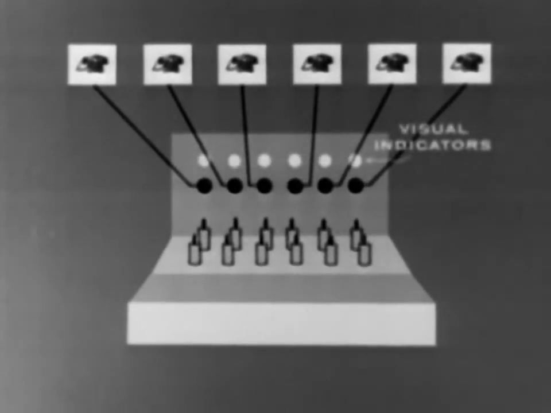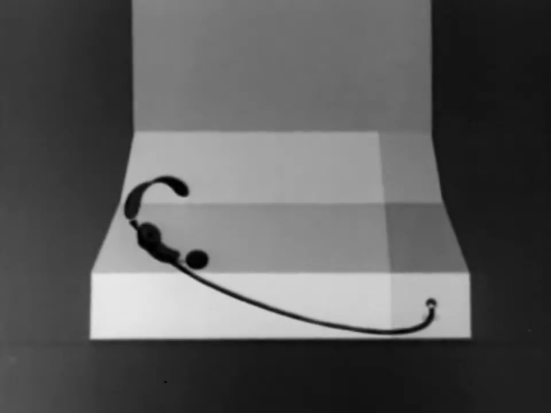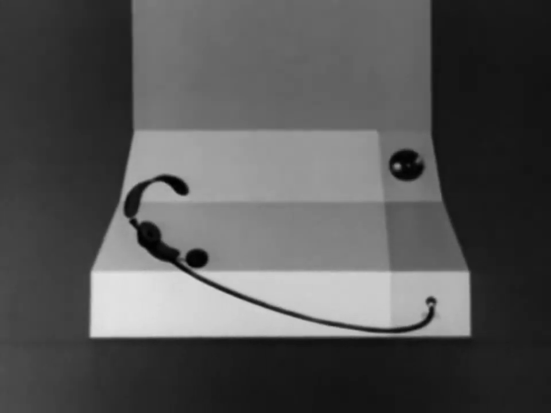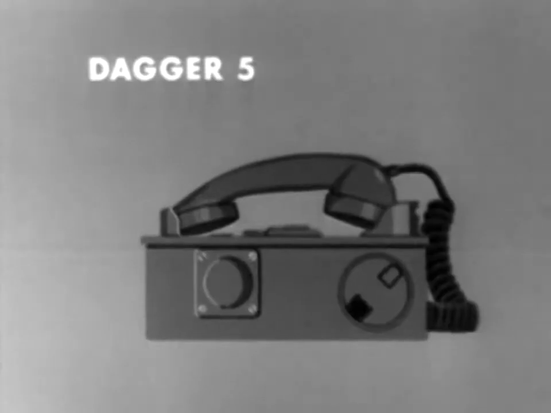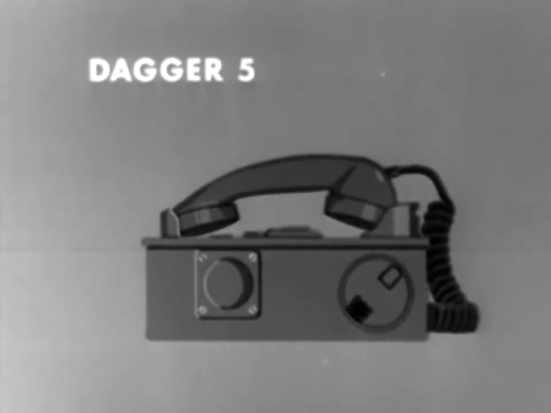A visual indicator allows a station desiring service to attract the operator's attention. The operator's pack contains a headset consisting of a transmitter, receiver, cord, and plug for talking and listening to stations. The operator also has a generator for ringing. Here's what happens when one station calls another through this switchboard.